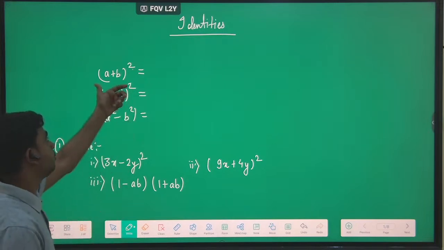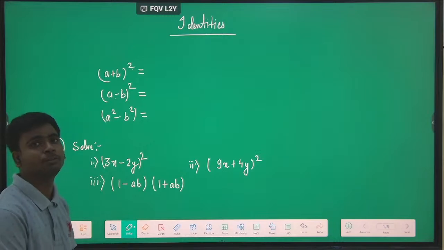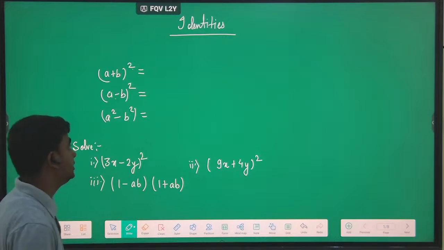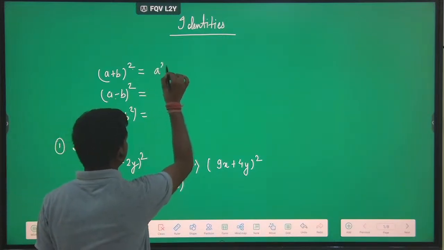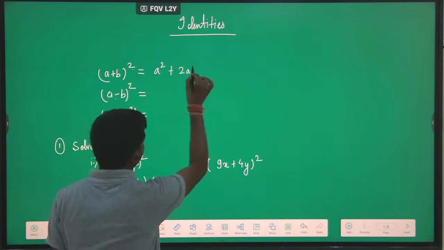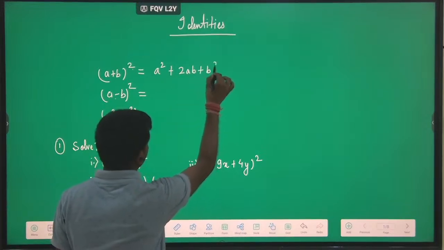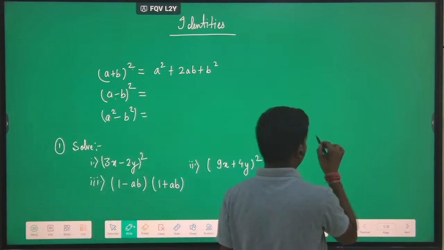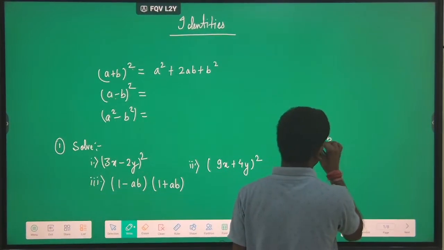Our first formula is a plus b to the power 2. That means a plus b whole square is what? A plus b whole square is a square plus 2ab plus b square. How did we find this? We know our process of multiplying a binomial with a binomial term.